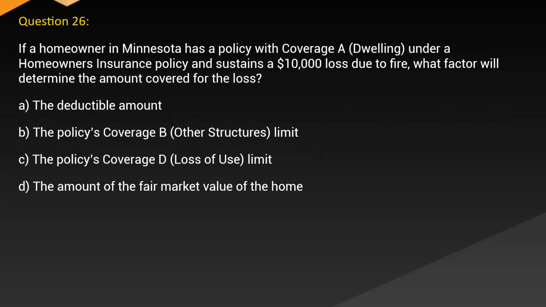Question 26. If a homeowner in Minnesota has a policy with Coverage A, dwelling, under a homeowner's insurance policy and sustains a $10,000 loss due to fire, what factor will determine the amount covered for the loss? A. The deductible amount. B. The policy's Coverage B, other structures limit. C. The policy's Coverage D, loss of use limit. D. The amount of the fair market value of the home.